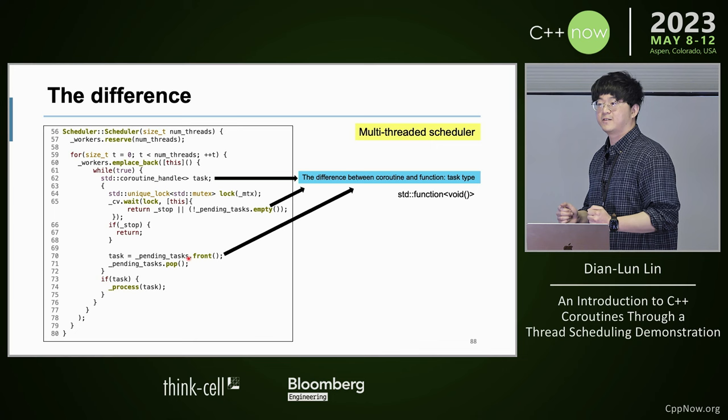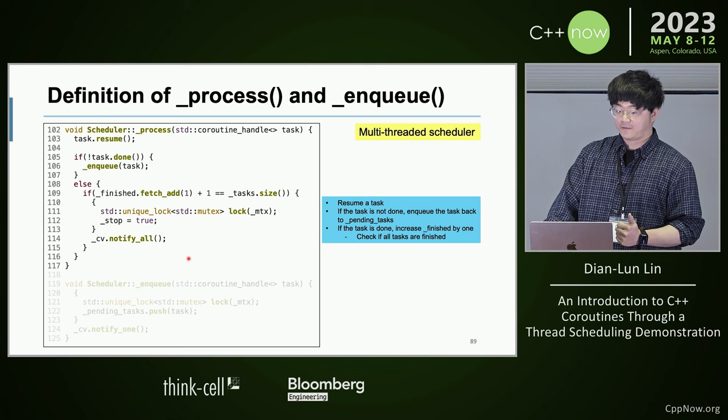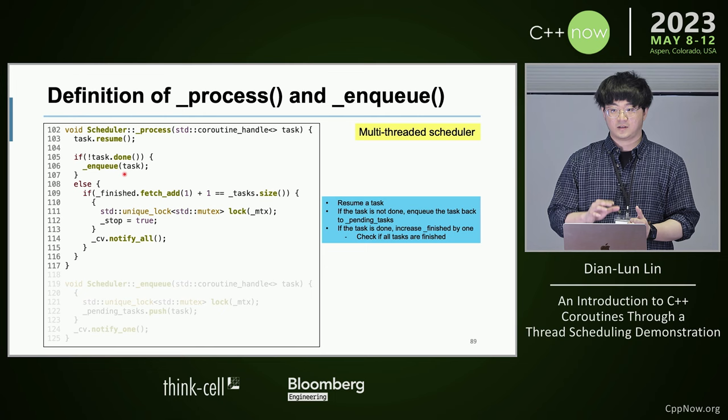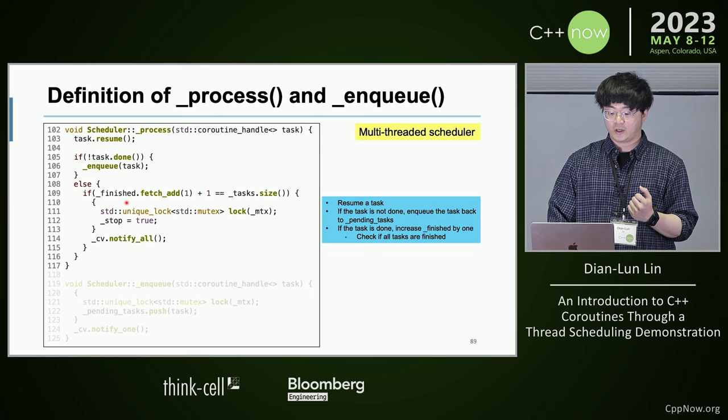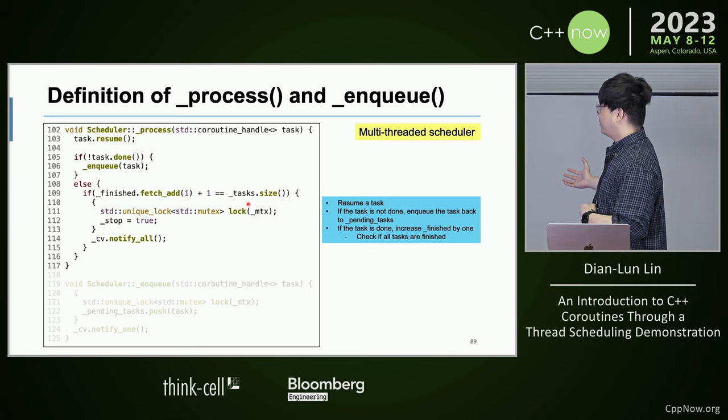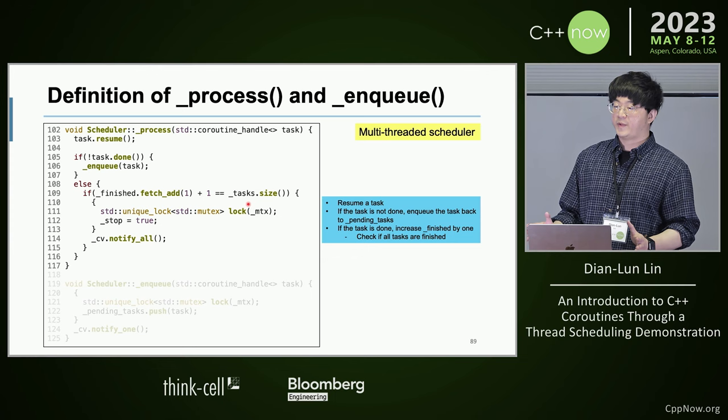And that's the process function. Inside the process function, I will resume the task and check whether it is done. If it is not, enqueue it back to the task queue. Otherwise, this task is finished. So I fetch-add finished, incrementing it by one, and check whether the value is the same as the size of the task vector. If it is the same, I toggle stop to true and notify everyone to join back to the main thread.